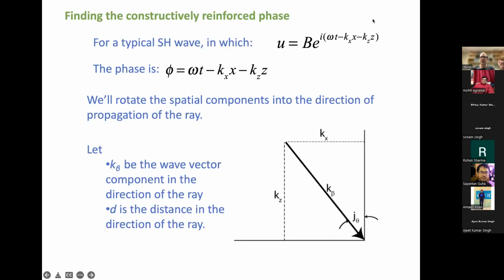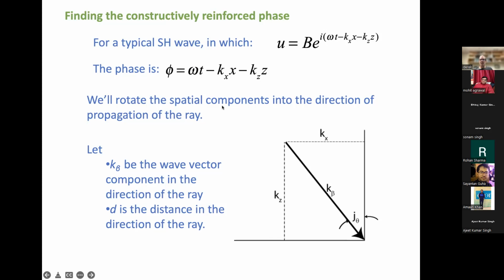So for a typical SH wave, U equals B e to the i times omega t minus k sub x x minus k sub z z. So again, it's just propagating in the x and z directions, not in the y direction. And this is U sub y, because the displacement is going to be in and out of the screen. Now the phase is just given by the exponential term in the parentheses, so it's equal to omega t minus k sub x x minus k sub z z.